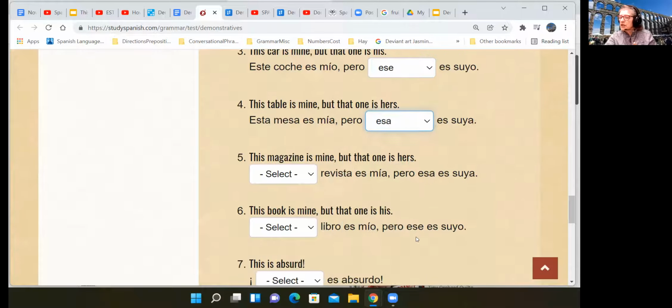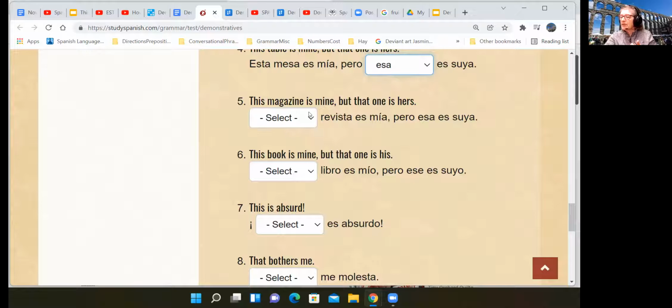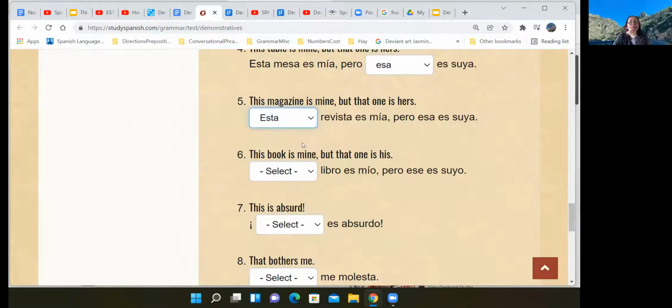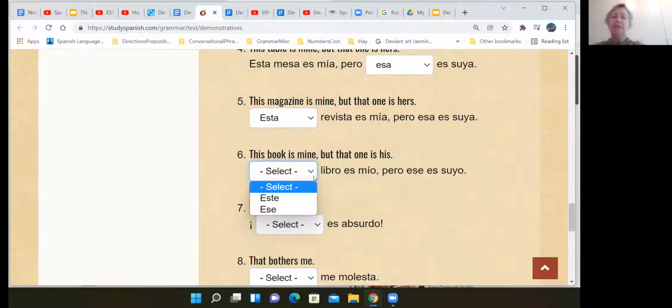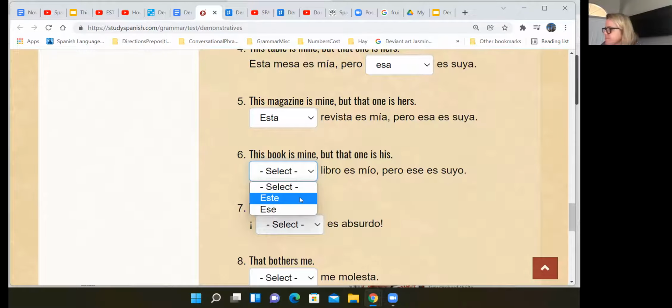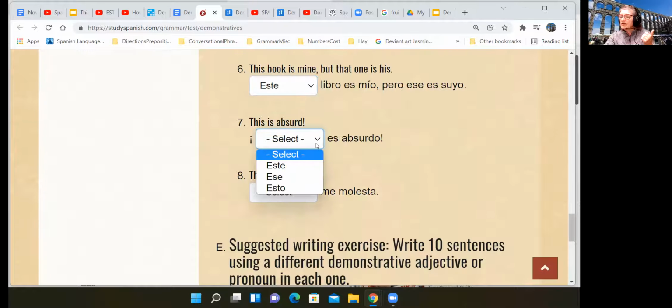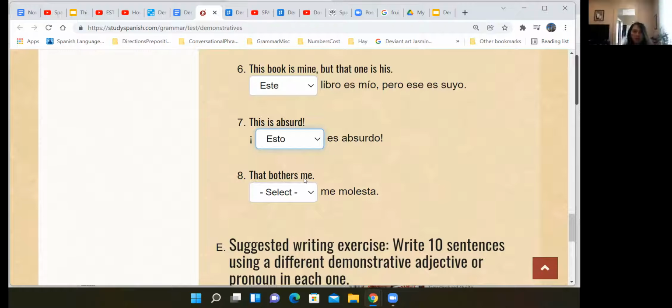That one is hers. This magazine is mine, but that one is hers: esta revista es mía, pero esa es suya. This book is mine: este libro es mío. Bien. Oh, this is absurd. Esto es absurdo. Why? Because it's abstract. It's gender neutral.